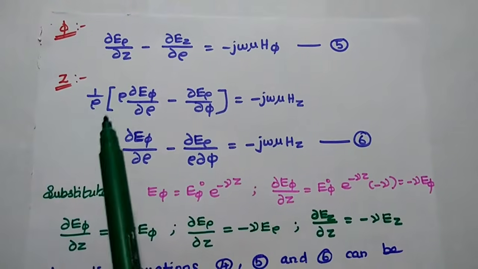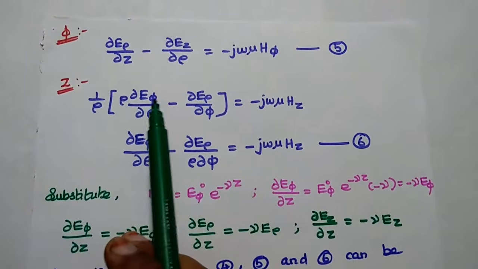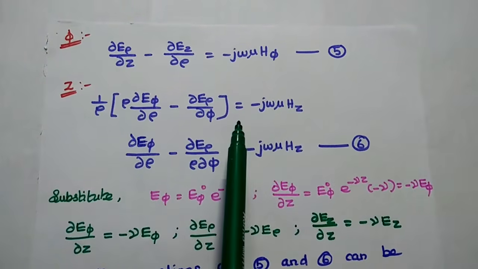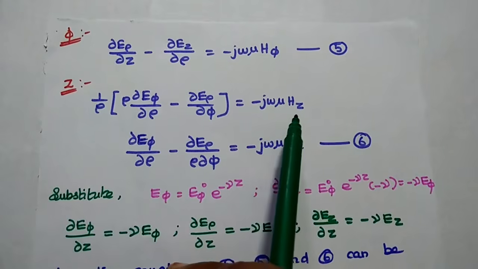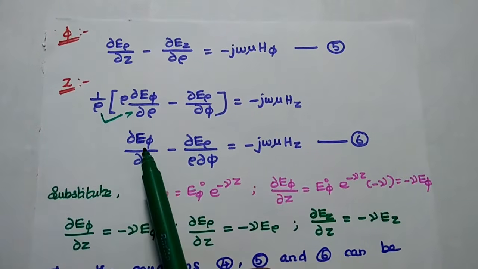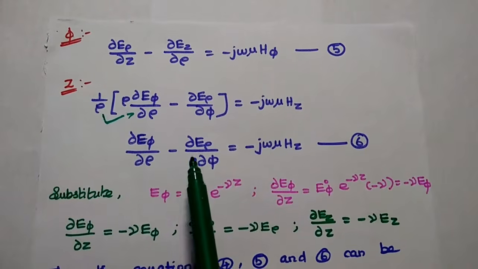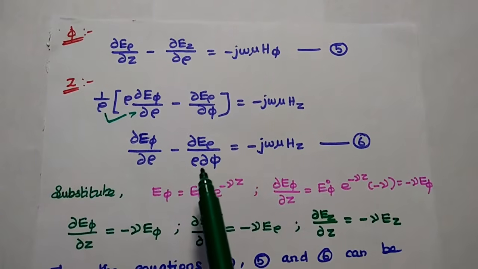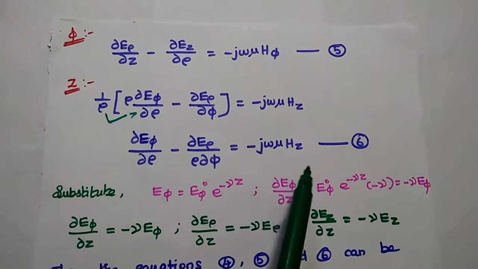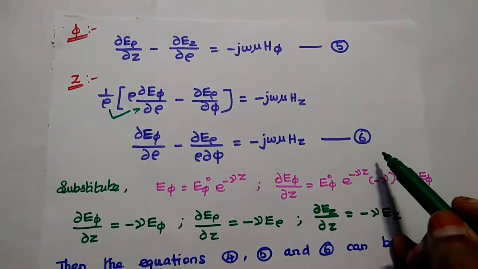Then the Z component: 1/ρ into ρ ∂Eφ/∂ρ minus ∂Eρ/∂φ is equal to minus jωμ Hz. Multiply this 1/ρ inside here. Then we can get ∂Eφ/∂ρ minus ∂Eρ/(ρ ∂φ) is equal to minus jωμ Hz. Consider this as the sixth equation.